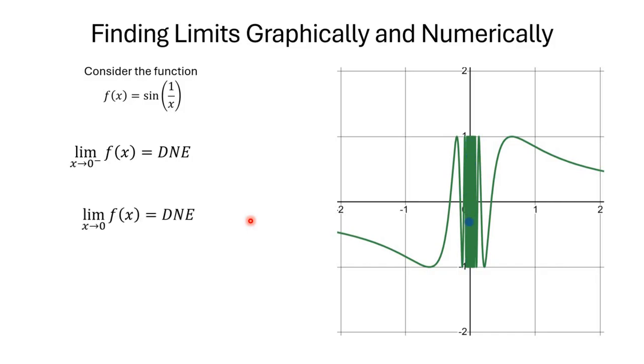So those are the three ways that we say limits do not exist. A limit doesn't exist if you approach a different number from the left and right, if it's unbounded, going to either positive or negative infinity, or if it just oscillates wildly, bouncing up and down between two values like this one is doing here. That's how we analyze limits graphically and numerically.